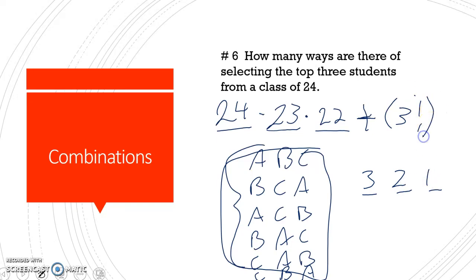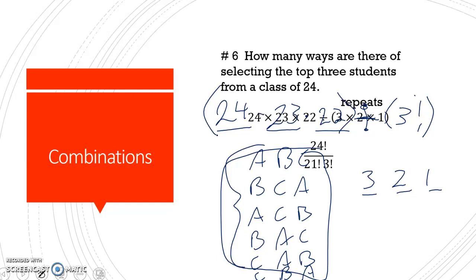That's 3 factorial. So in other words, I can take 24 times 23 times 22, and then divide it by 3 times 2 times 1. That's one way to do it, because the 3 times the 2 times the 1 are repeats, because order doesn't matter on how I select them.